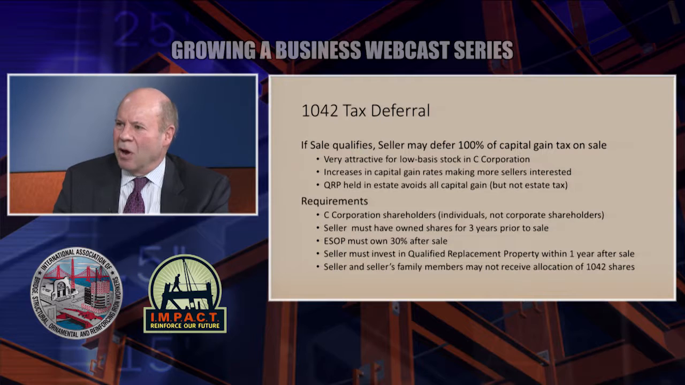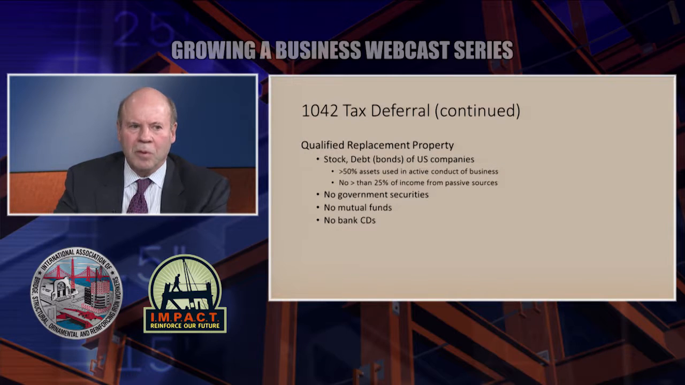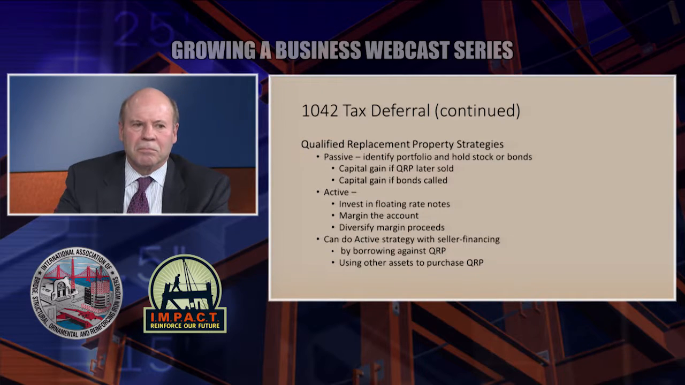The ESOP has to own at least 30% after the sale, and then the seller has 1 year after the sale to invest in what's called qualified replacement property. There are also restrictions. Obviously, the seller can't take the deferral and then participate in the ESOP, and the seller and the family. Qualified replacement property is basically stock or bonds of U.S. companies. You can't use mutual funds. You can't use CDs.